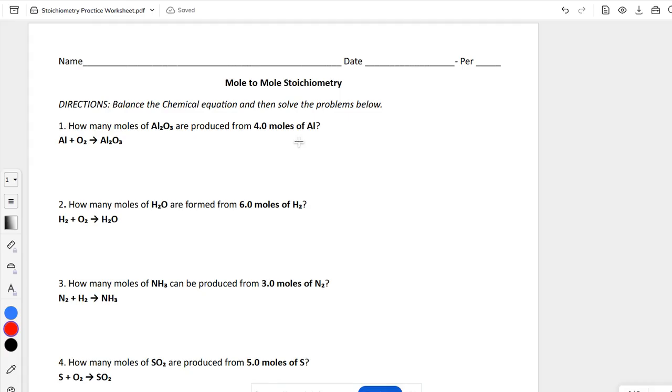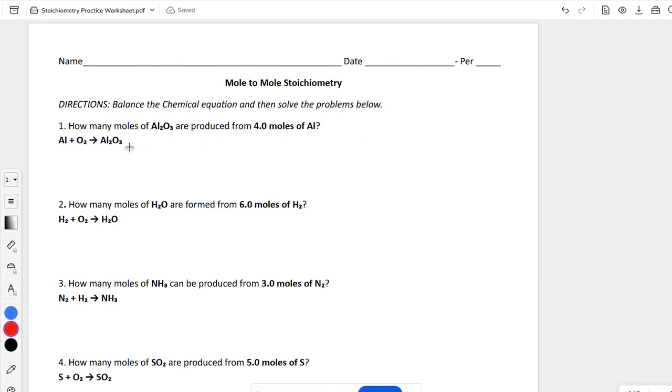The problem's asking how many moles of aluminum oxide, Al2O3, are produced from 4 moles of aluminum. Well, this equation here is not balanced. You can see O3, that means there's 3 oxygens. O2 means there's 2 oxygens. 2 and 3 are not the same. That's not balanced. We have to have the same amount of oxygens and aluminums on both sides.